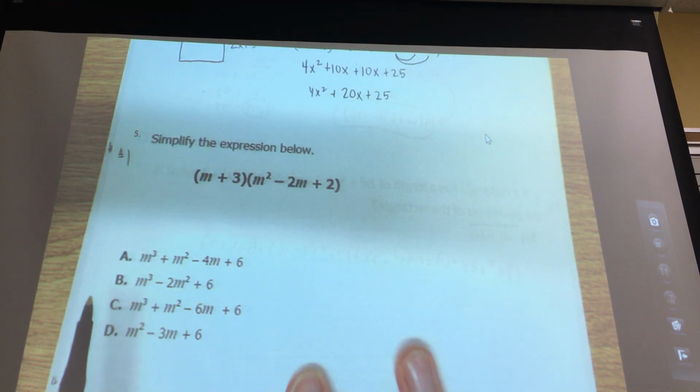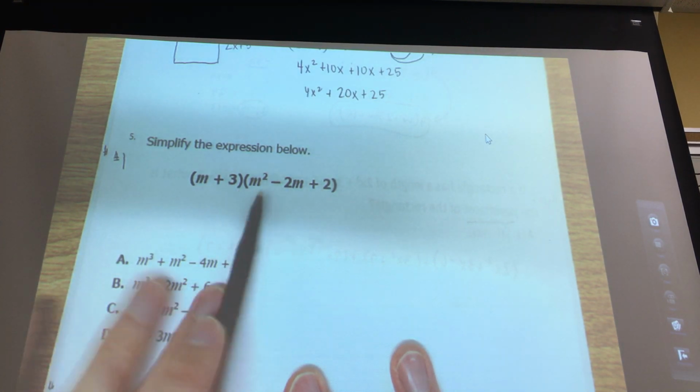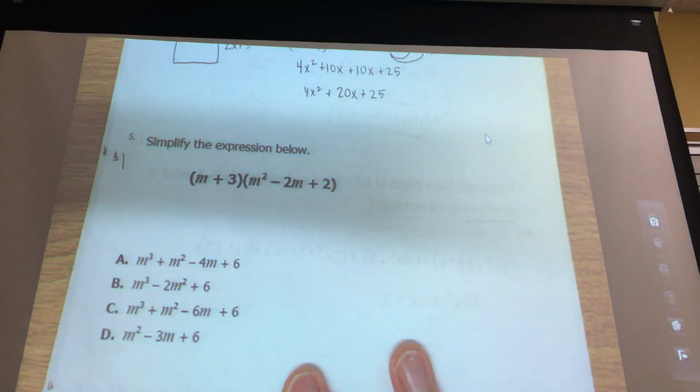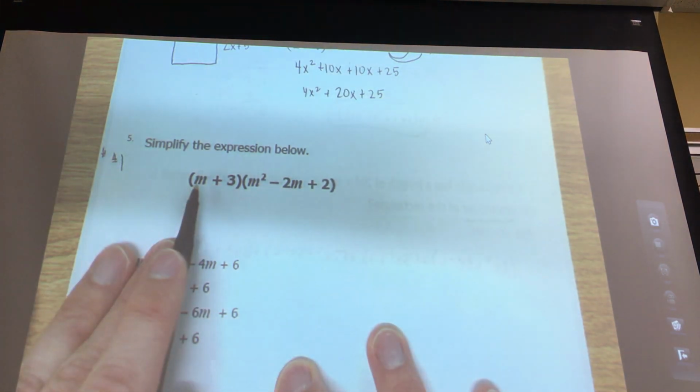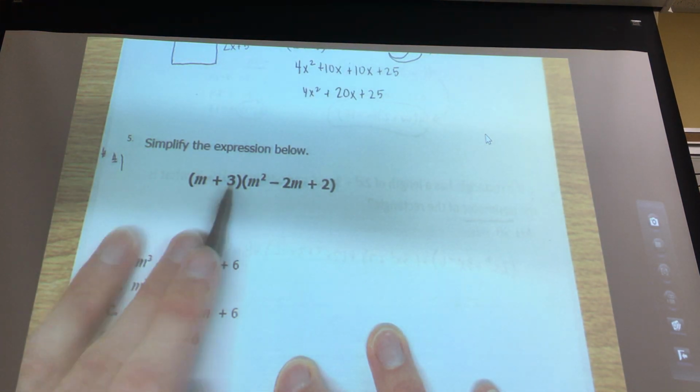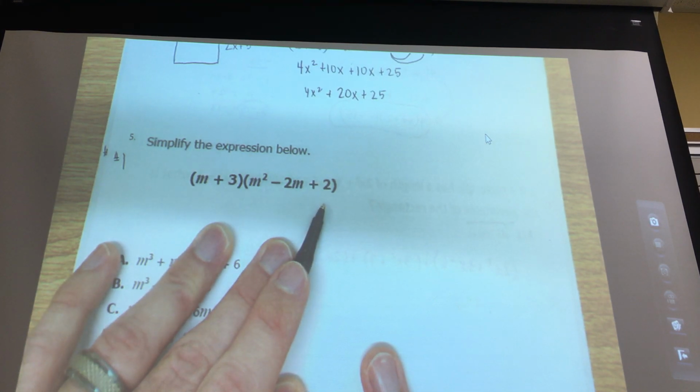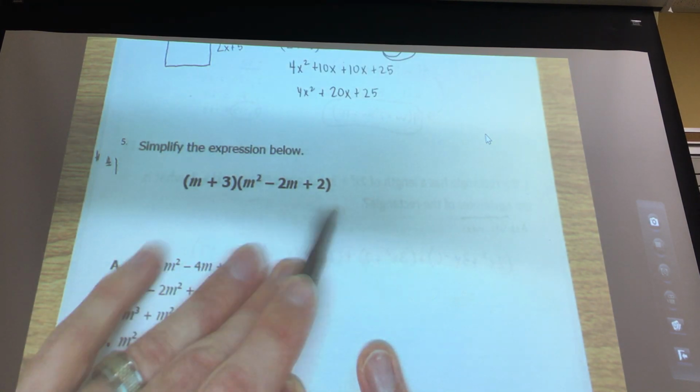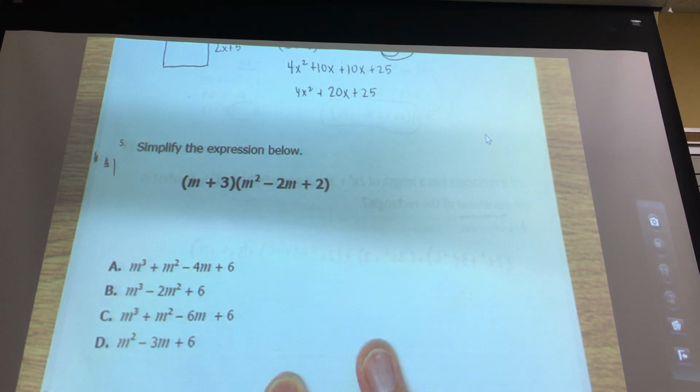All right, let's go ahead and go to number 5 here. Number 5 is a binomial times a trinomial, similar to a foiling concept, but not exactly. What you're going to do is take the first term in this binomial and multiply it by all 3 terms in your trinomial. Then you take your second term and multiply it by all 3 terms in your trinomial, and then you combine like terms.